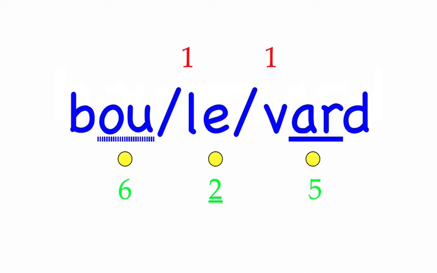Boulevard. OU is representing the oo sound here, as in soup. That is the third sound OU represents as a vowel group 6 team. So we place a dotted underline under OU to indicate it's representing its third sound, oo, as a vowel group 6 team.